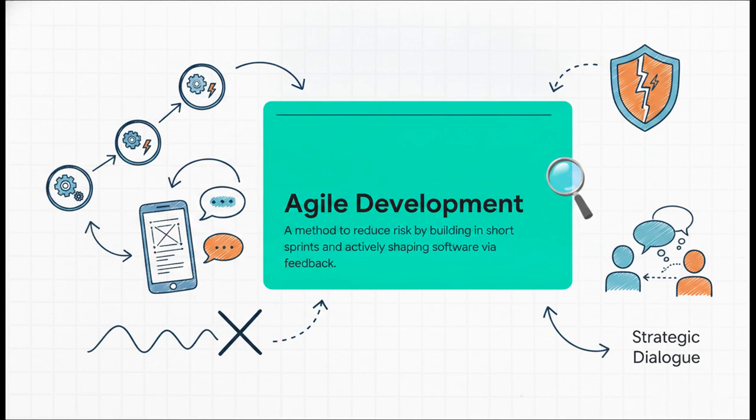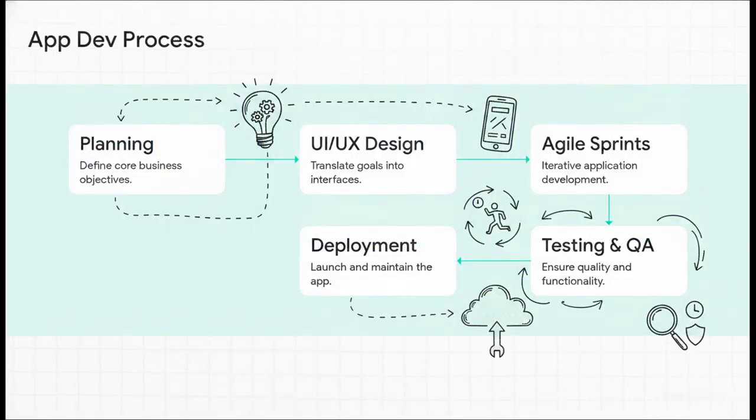bursts called sprints. Instead of that old-school traditional approach where you hold your breath and wait 6 months for a grand reveal that totally misses the mark, Agile builds in constant checkpoints. You're reviewing working software regularly and giving feedback that directly shapes the very next cycle. It basically turns development from a one-way monologue into a dynamic, continuous conversation. So let's walk through how this continuous conversation builds a rock-solid product across 5 structured steps.